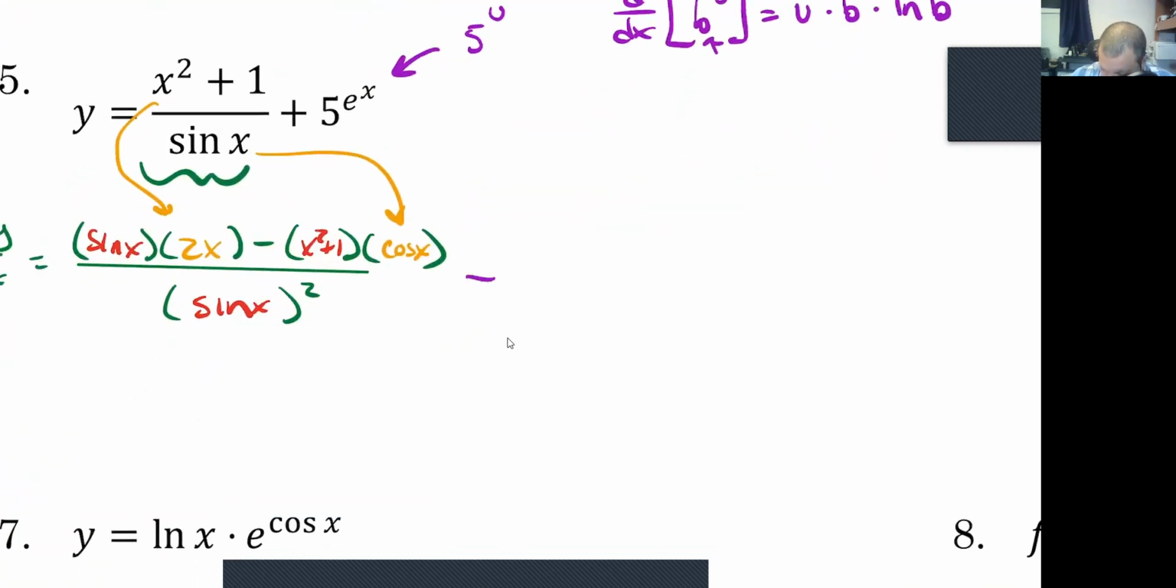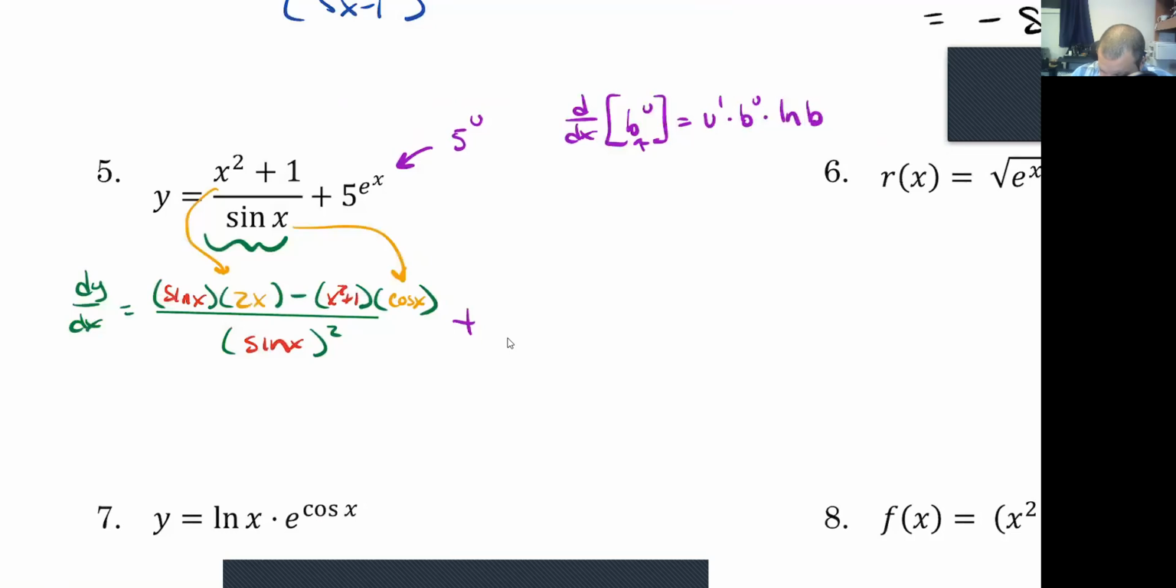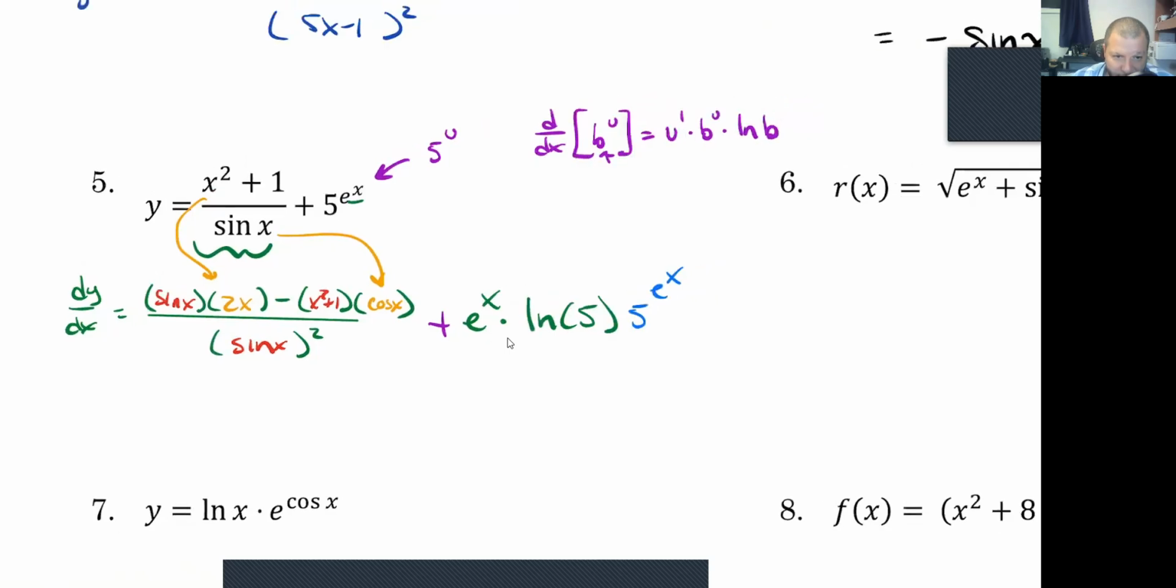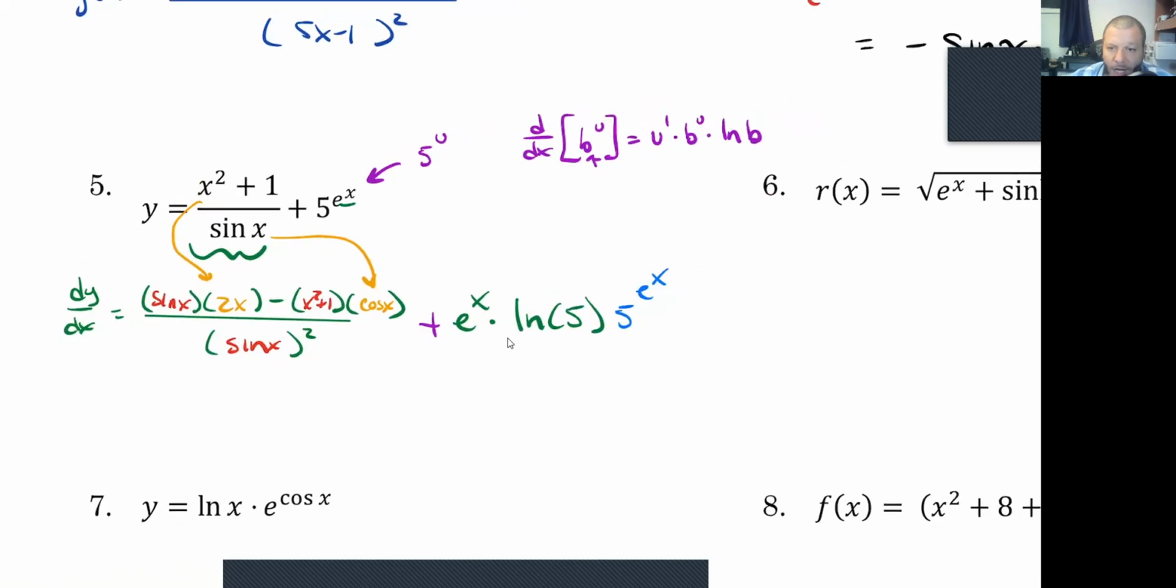So we're going to get plus. So our u is going to be e to the x. So we're going to take the derivative of e to the x, which is just e to the x. We're going to multiply this thing by the natural log of 5. That's going to be a constant. And then we just have the term repeats, 5e to the x. All right, so that would be our question 5.